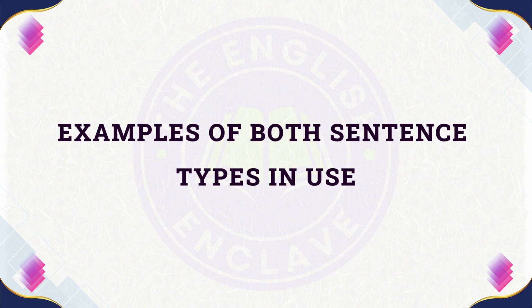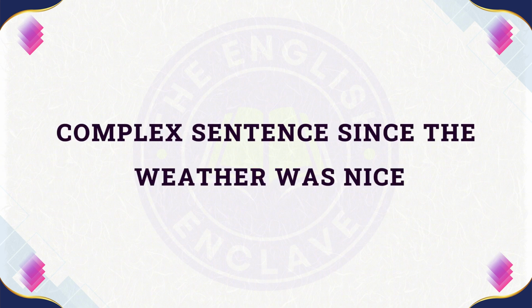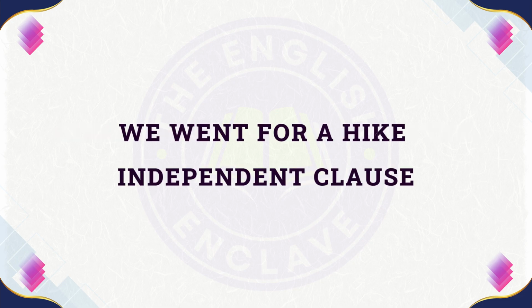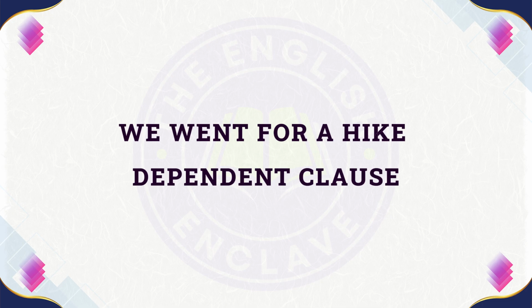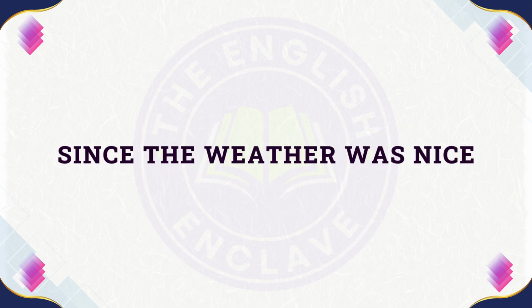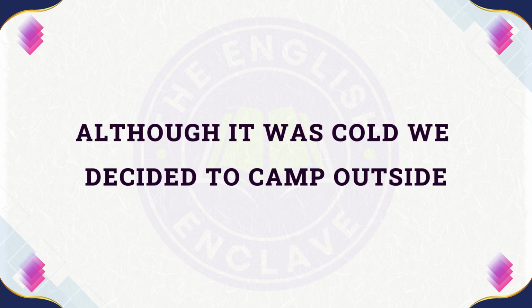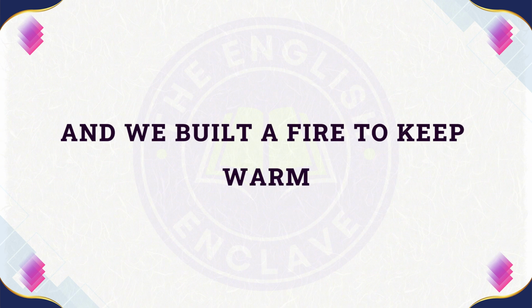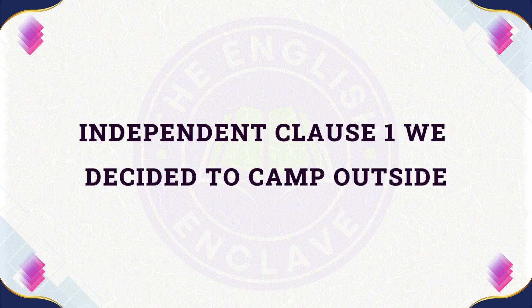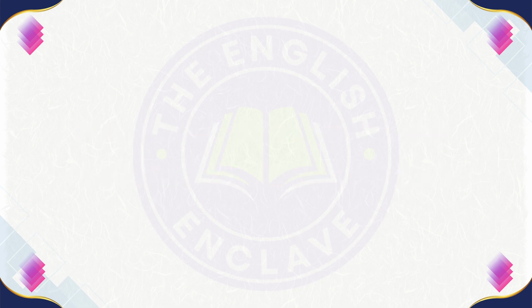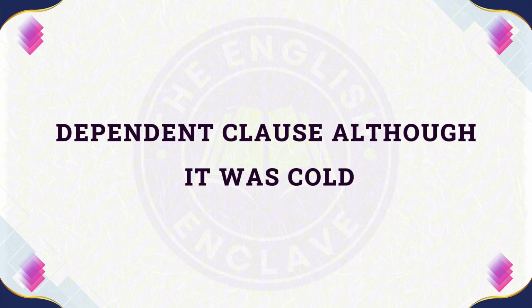Examples of both sentence types in use. Complex sentence: Since the weather was nice, we went for a hike. Independent clause: we went for a hike. Dependent clause: since the weather was nice. Compound complex sentence: Although it was cold, we decided to camp outside, and we built a fire to keep warm. Independent clause 1: we decided to camp outside. Independent clause 2: we built a fire to keep warm. Dependent clause: although it was cold.